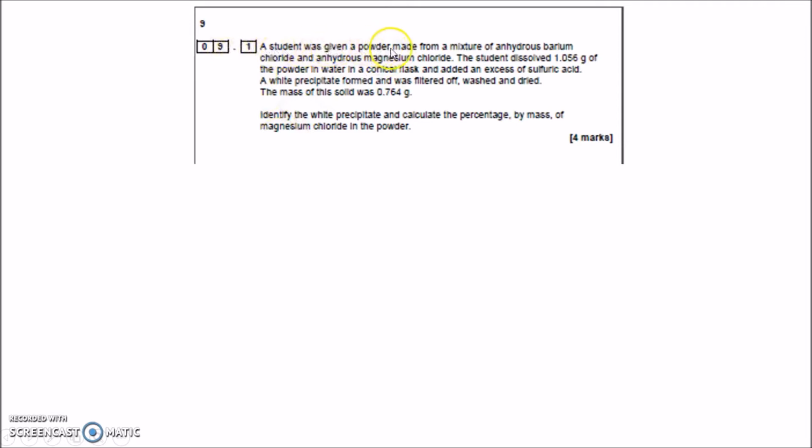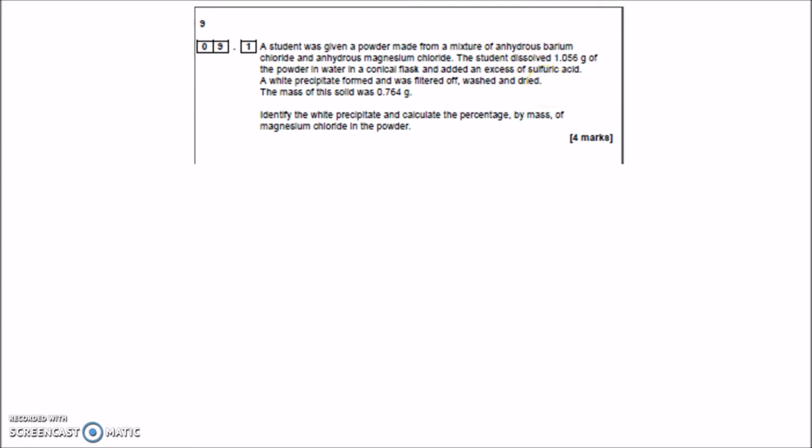Question 9. A student was given a powder made from a mixture of anhydrous, that just means dry, barium chloride and anhydrous magnesium chloride. The student dissolved... Every time I see barium chloride, I know what's coming. Barium chloride reacts with sulfuric acid to make barium sulfate, which is a white solid. So barium sulfate is the test for sulfuric acid or sulfates. Barium chloride reacts with anything with a sulfate, like sulfuric acid or any other sulfates, and makes barium sulfate as a white solid. It's actually used in barium meals.